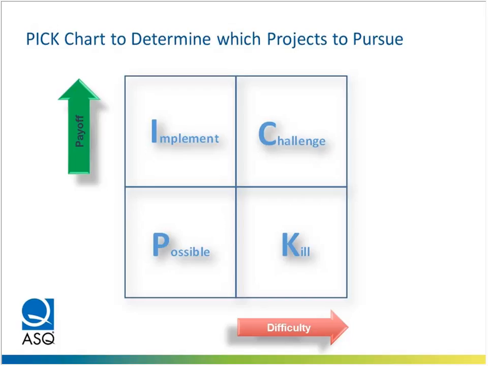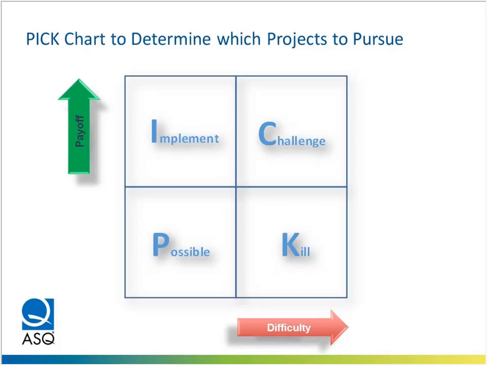The challenge is the cell that's on the top right-hand side. These are projects that are still worth doing because they have a high payoff. However, they have a high level of difficulty. On the last quadrant, bottom right, kill, these are the projects that have very low payoff and very high difficulty. These are the things we should try to avoid doing unless we're mandated to do it by regulations. Then we will have to do them.